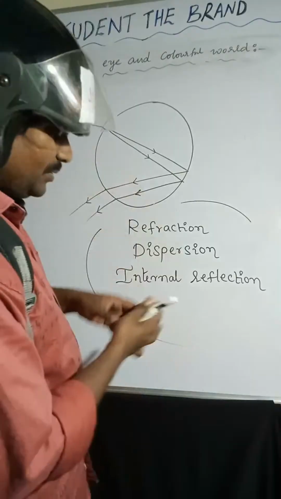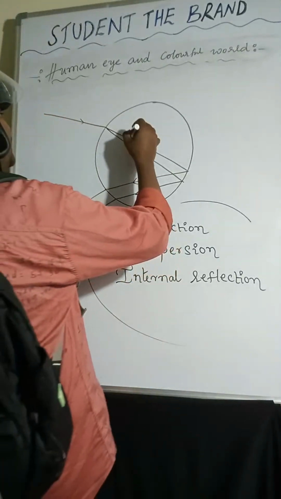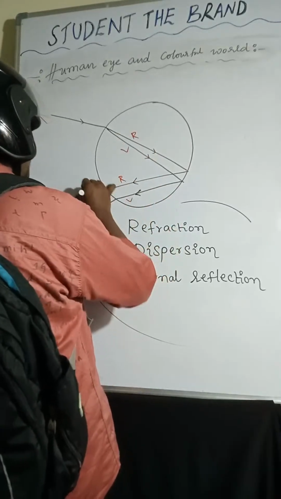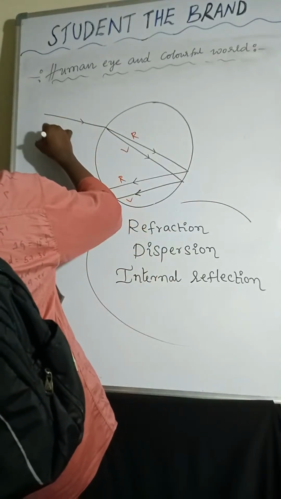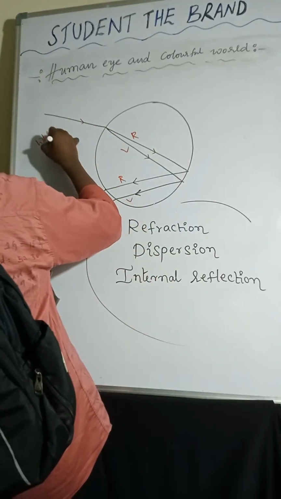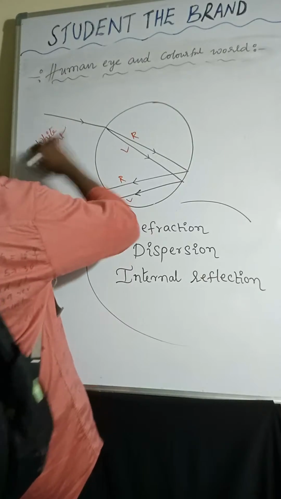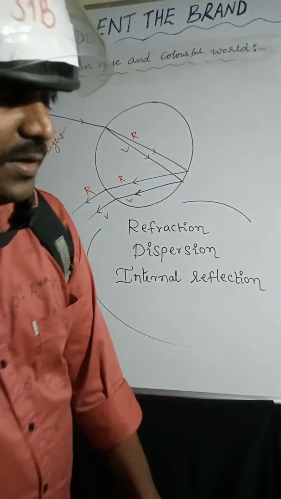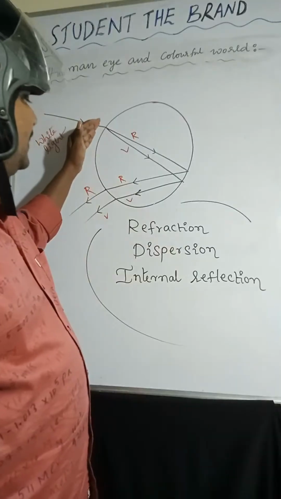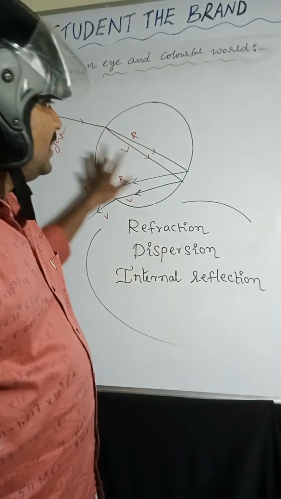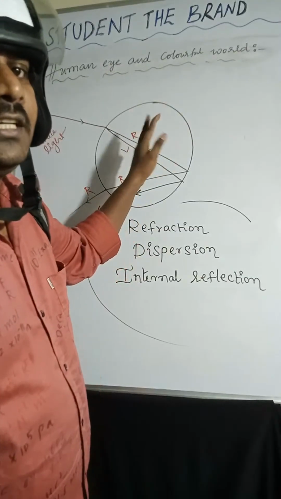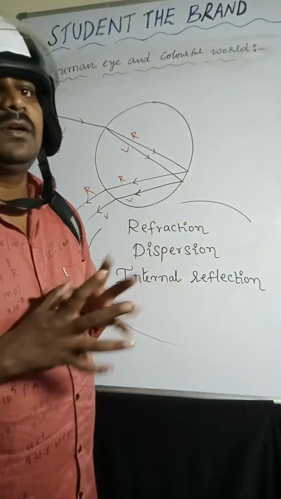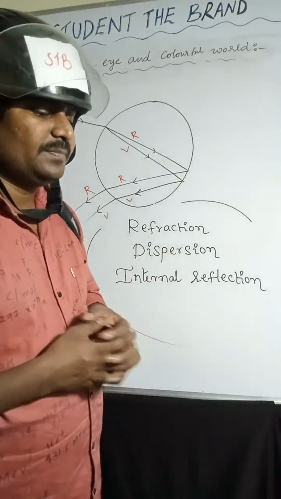How? Once again, here this is the white light, and red and violet rays. When white light passes through the water droplet, first refraction takes place, then dispersion, then internal reflection takes place, and the outcome is rainbow formation. Until here, I hope it is very clear.